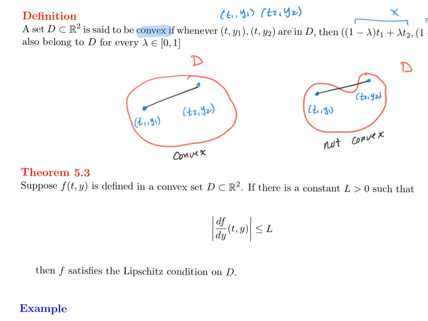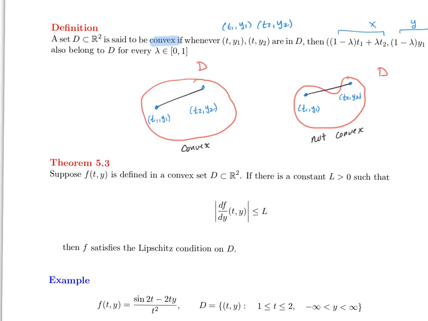For the rest of the section and part of the chapter, we're assuming we have a convex set, and usually the set will be like a rectangle like this. Okay. Now let's look at Theorem 5.3.